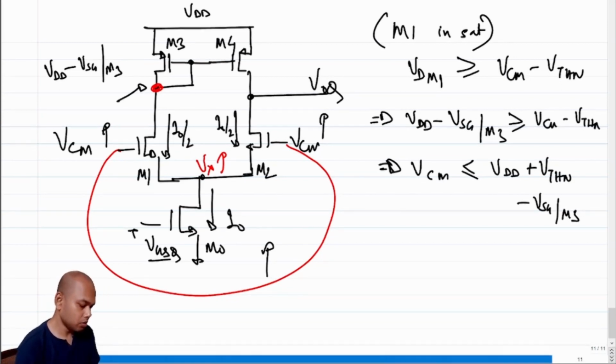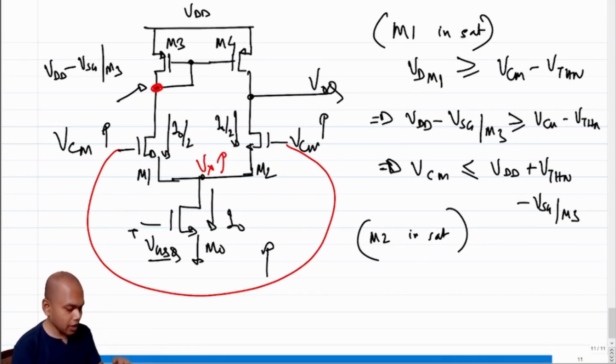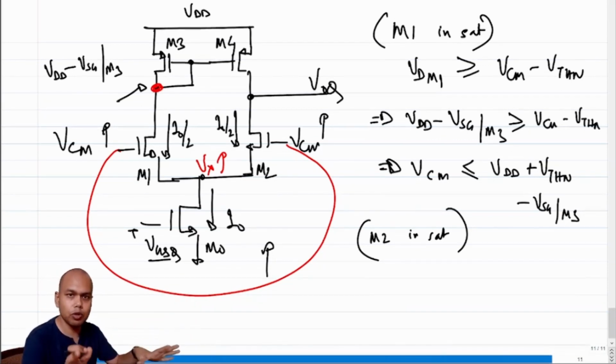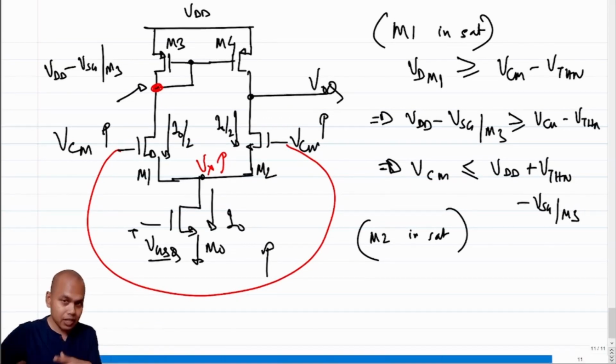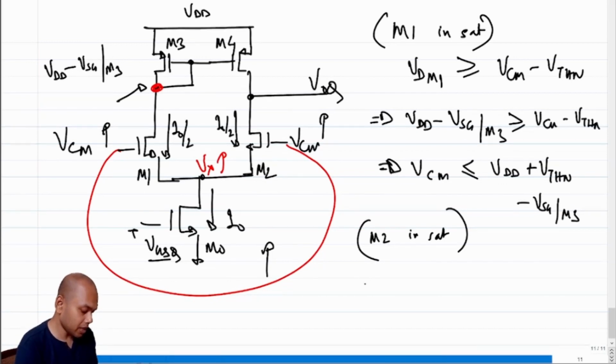What about M2 in saturation? What will be the constraint? Note that the drain voltage of M2 is VOQ, and as we initially assumed, VOQ is being set by something else. We don't know what it is. So whatever is setting VOQ will have an impact on how far the gate voltage of M2 can go. In that case, the constraint will be that VCM should be less than or equal to VOQ plus threshold voltage of M.